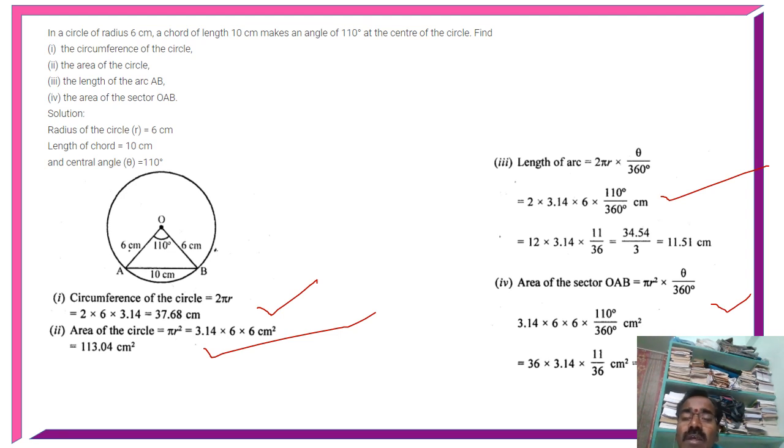Here if you observe, area of sector formula is pi r square into theta by 360. Substitute the values, simplify, and we get area of sector 34.54. Length of arc L equals 11.51 centimeters. Area of circle pi r square, substitute and simplify, 113.04 centimeter square, and circumference 2 pi r is 37.68 centimeters. Now let us go with the next slide.